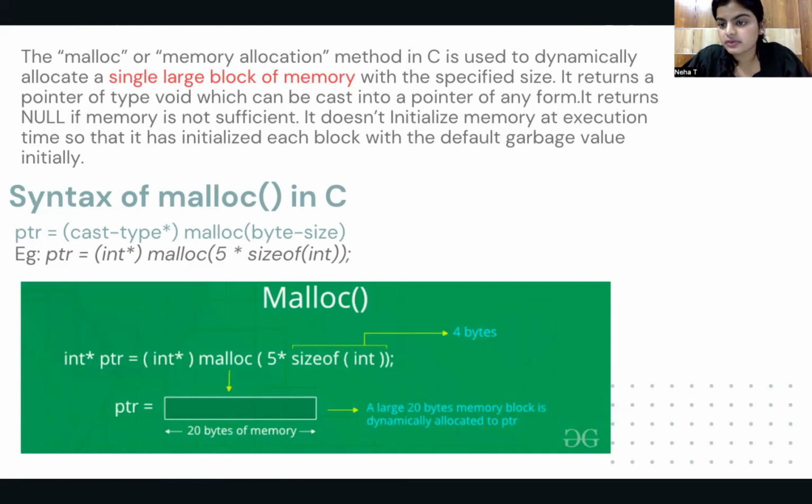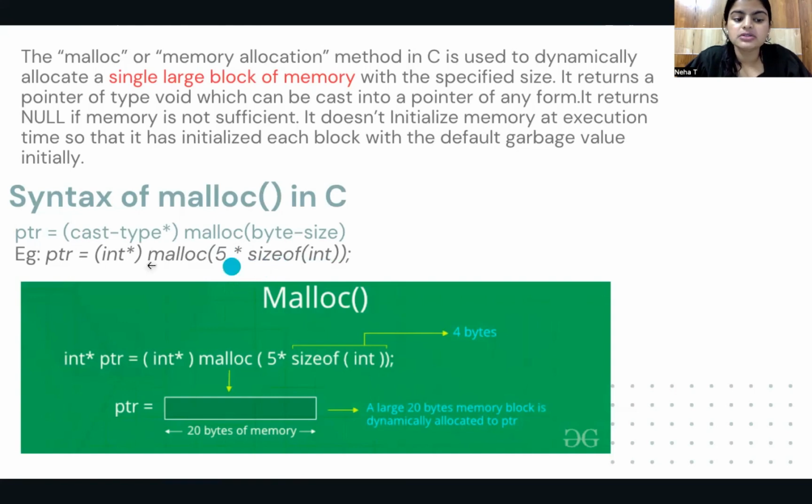Coming to the syntax of malloc function, it is pointer equals cast type star malloc, with the byte size in brackets. If we write it more easily, it is pointer equals data type star malloc, with n being the number of elements, star size of the data type.